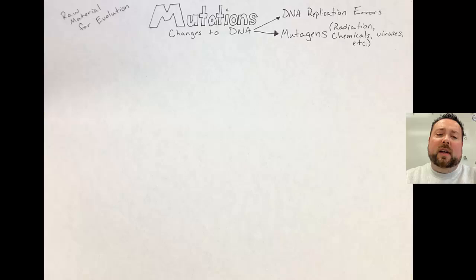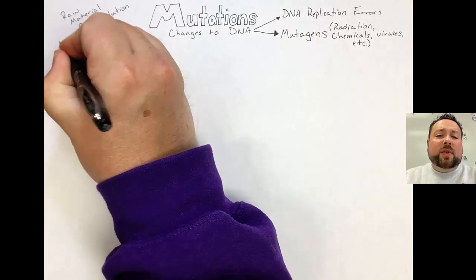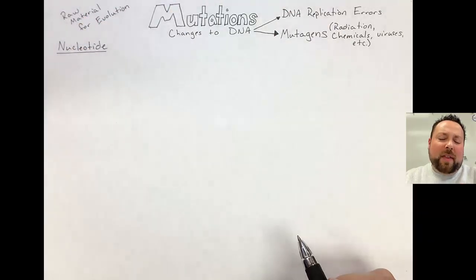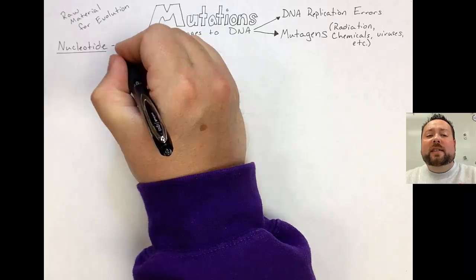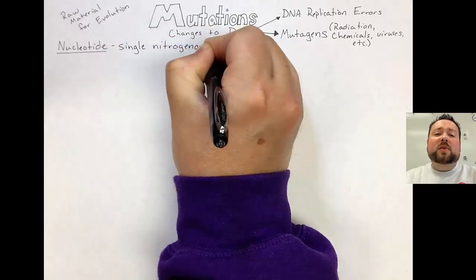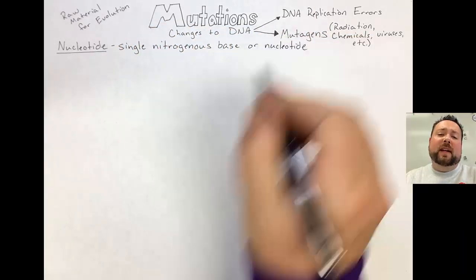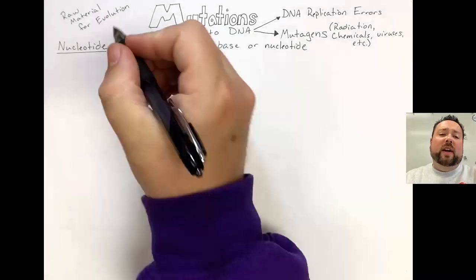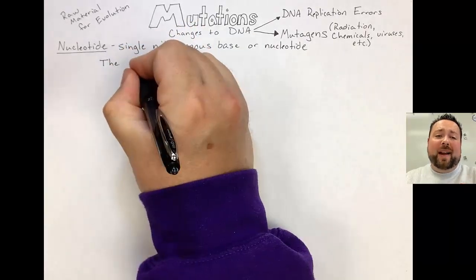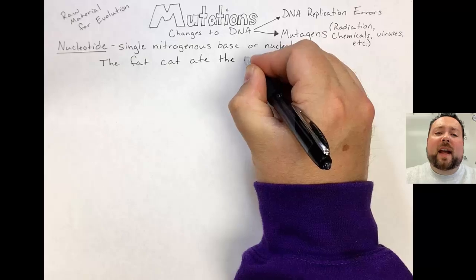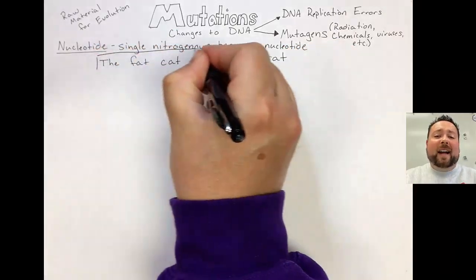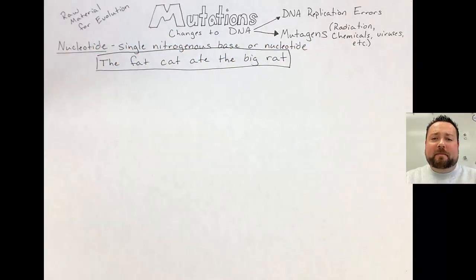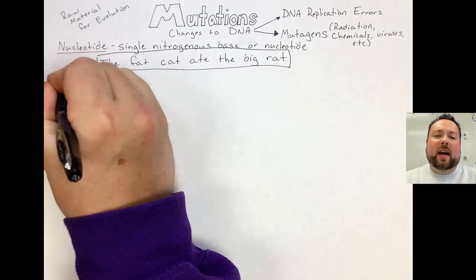And that can have a variety of outcomes. So the simplest and the one that's going to apply the most to this particular unit is nucleotide mutations. So this is where you have a single nitrogenous base or nucleotide that is going to change in some way. So I like to represent this with a simple phrase: the fat cat ate the big rat. I like to use this phrase because all of the words within the sentence are three-letter words, just like the codons within RNA.